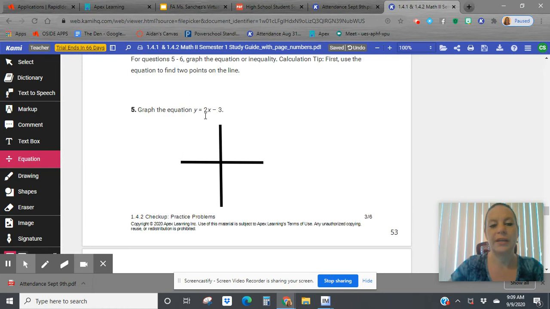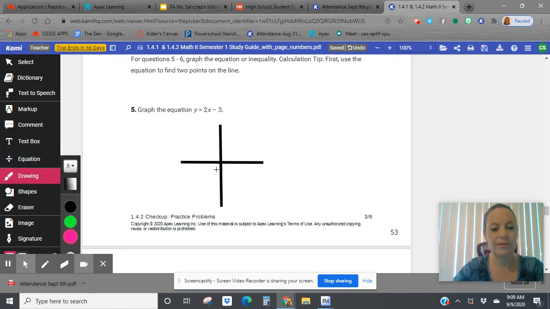Graph the equation y equals 2x minus 3. So I go down 1, 2, 3, and put a dot.